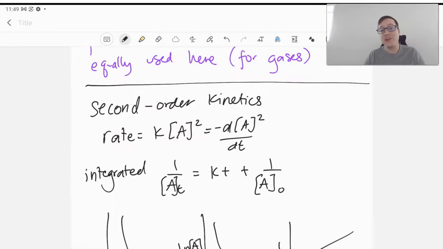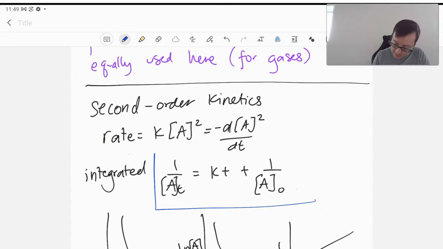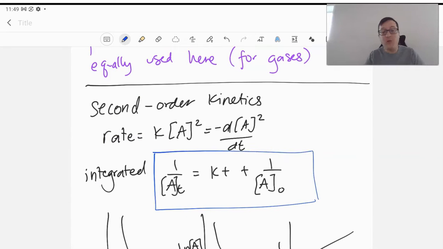When we're looking at second order kinetics, which follow the general rate law rate equals k[A] squared, we can integrate that one as well. In doing so, we get a very useful formula, which we can use just like we could for the first order. We have 1 over, so the inverse of our concentration, equals positive kt plus 1 over our initial concentration.